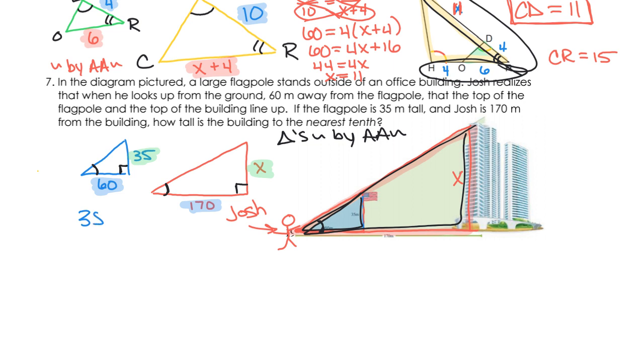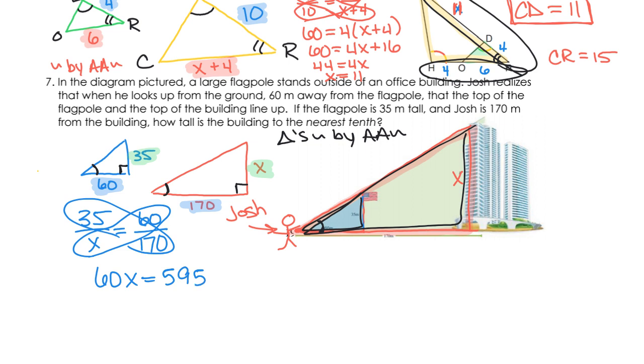Okay? And so we'll take our 35 and we'll put it over X. We'll go back to the first triangle, grab the 60, and go back to the second triangle and grab the 170. And we'll cross multiply, and we get 60X equal to 35 times 170, which is 5,950. And we'll go ahead and divide by 60. And now we have the height of our building, which is 99.1666, repeating.